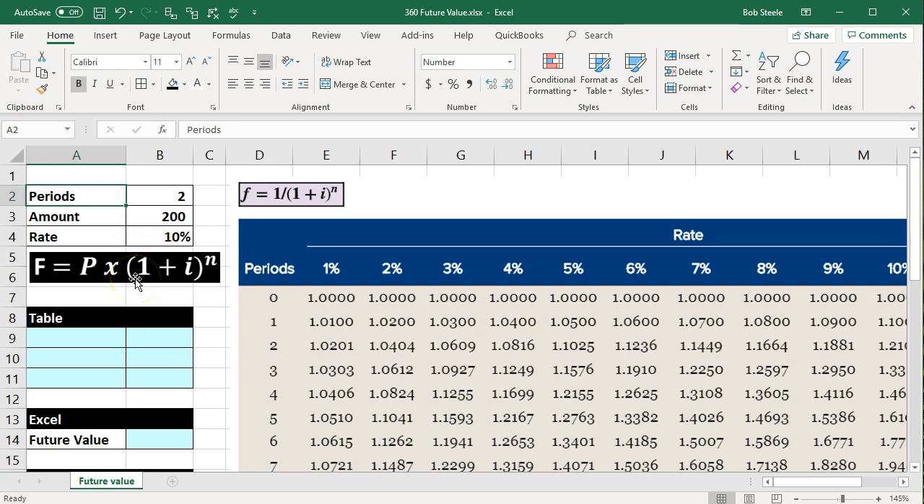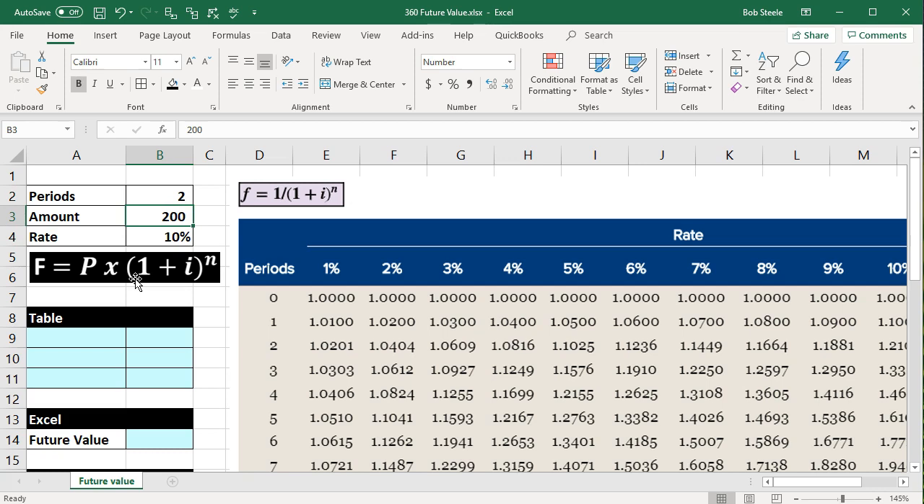Data up top, periods, we're going to say they are 2 years. Remember that the years could be something other than years. In other words, we could be talking about months or something like that. Rate, 10%. Remember that the rate typically means the rate per year. So if it was a rate per some other time period, such as a month, we would have to take that 10% and divide it by 12 to get the coinciding rate to the number of periods. And then we have the amount, which is going to be the $200.